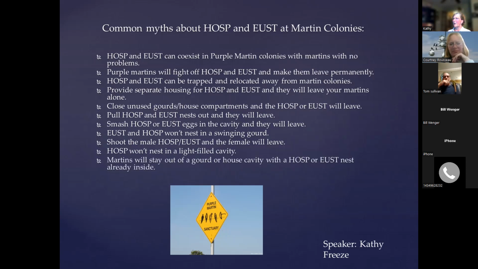Martins will stay out of a gourd or house cavity with a house sparrow or European starling nest already inside. No, ma'am. They will go in there and try to claim a nest, because purple martins also are territorial. All birds that are in breeding mode are seeking a nest cavity, so they will not stay out of there. They will die trying to claim a gourd or a house cavity. So don't count on that.